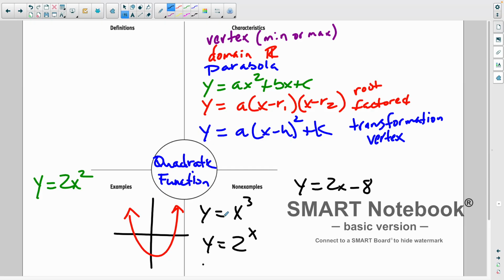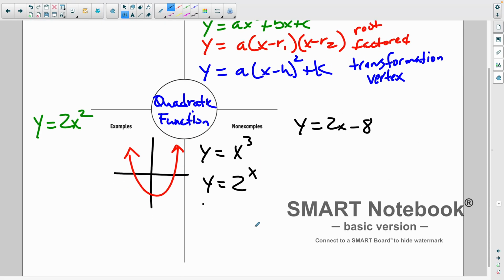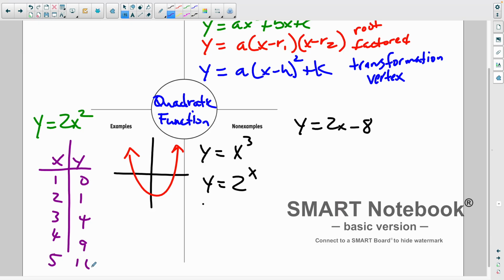All right. Now, the last thing I want to do here to help me build a definition of this one is look at a table. So in the examples, I'm going to build a table. I'm going to say I've got 1, 2, 3, 4, and I have 0, 1, 4, 9. All right. So there's the table.